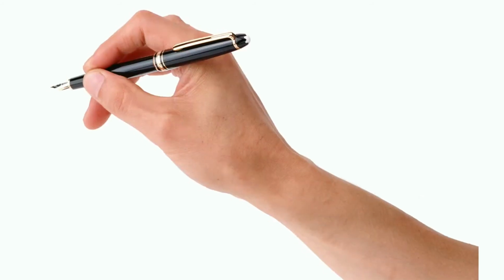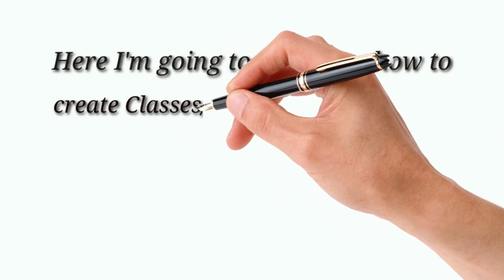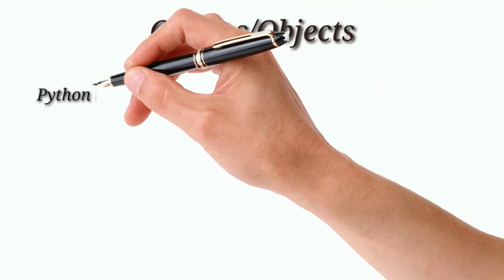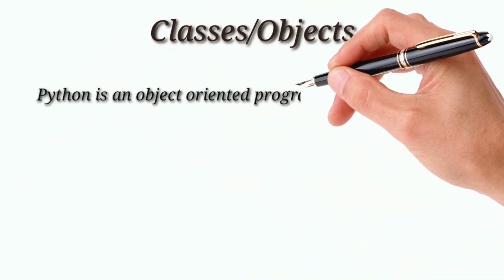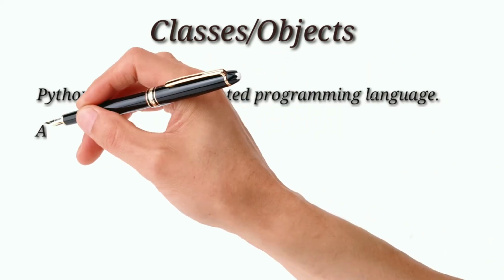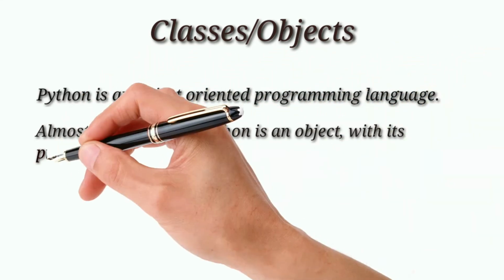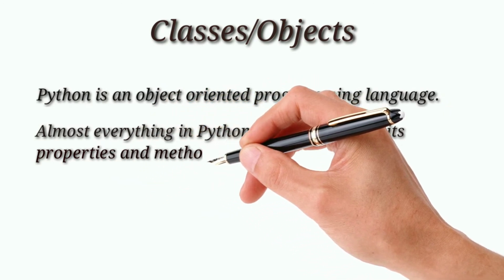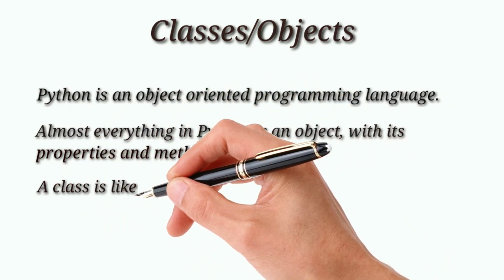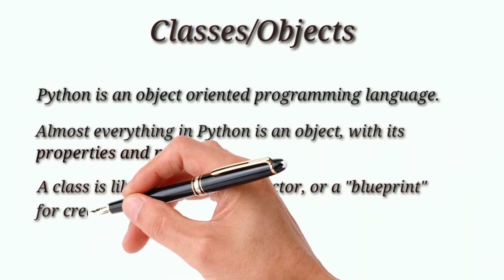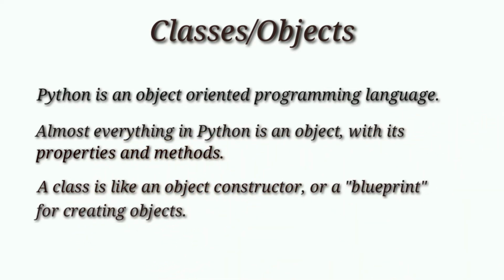Hello all, here I am going to show you how to create classes or objects in Python. So let's start. Classes or objects. Python is an object-oriented programming language. So almost everything in Python is an object with its properties and methods. A class is like an object constructor or a blueprint for creating an object.